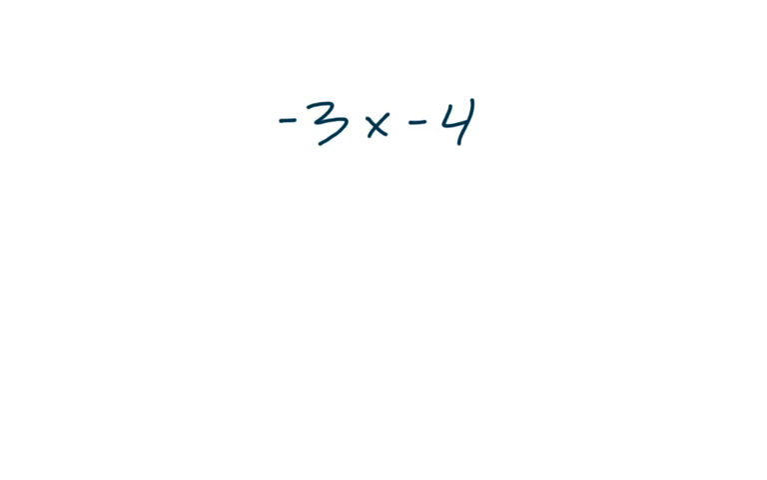Let's take a look at this other one here. We have 2 negative signs. Now this time the signs do match. So if we have 2 negatives multiplied by each other, we actually get a positive answer.